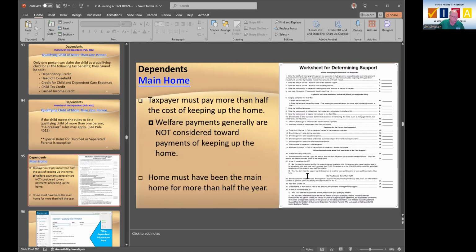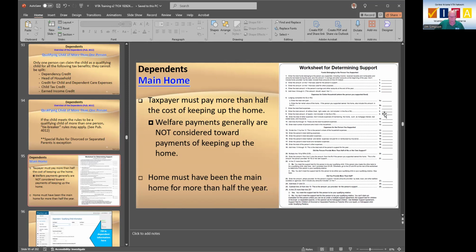So you may have been wondering, well, how do you determine who provides more than half of their support? Well, in your 4012 on C10, there's a little worksheet that you can go through that helps you determine it. It's actually on C9 and C10.